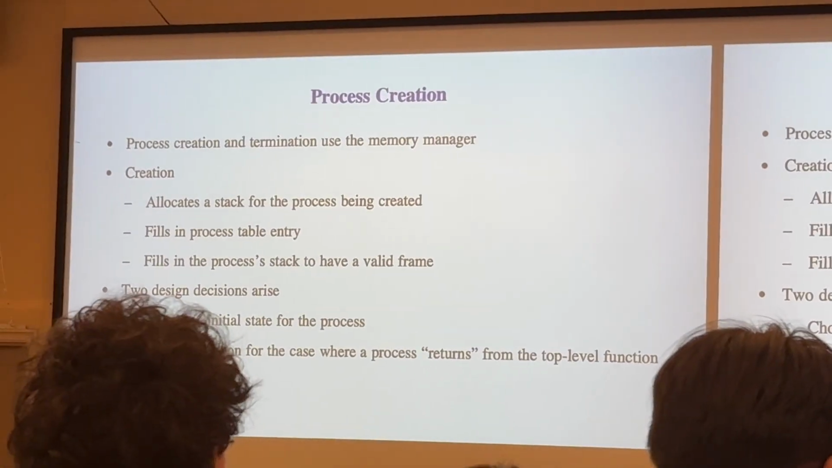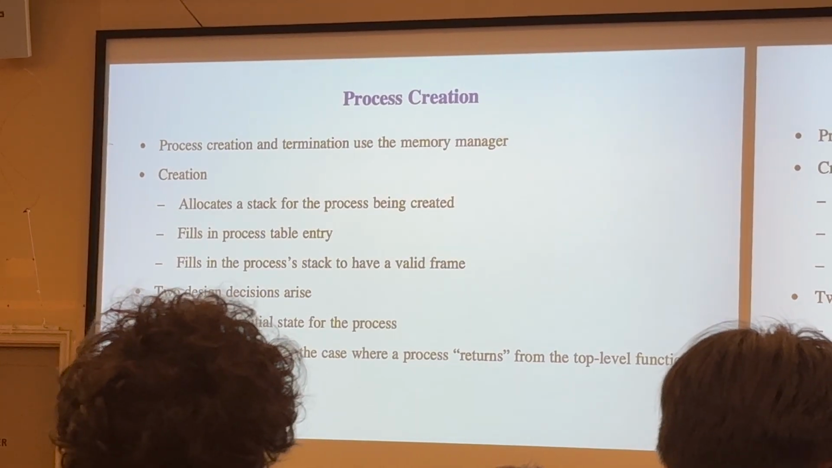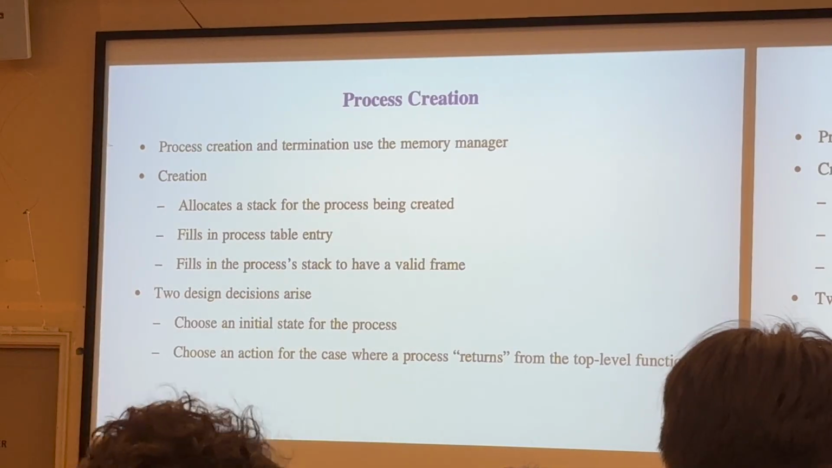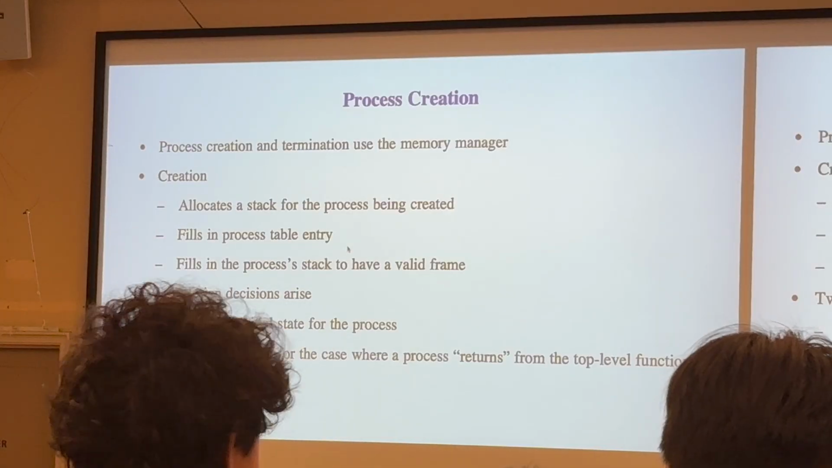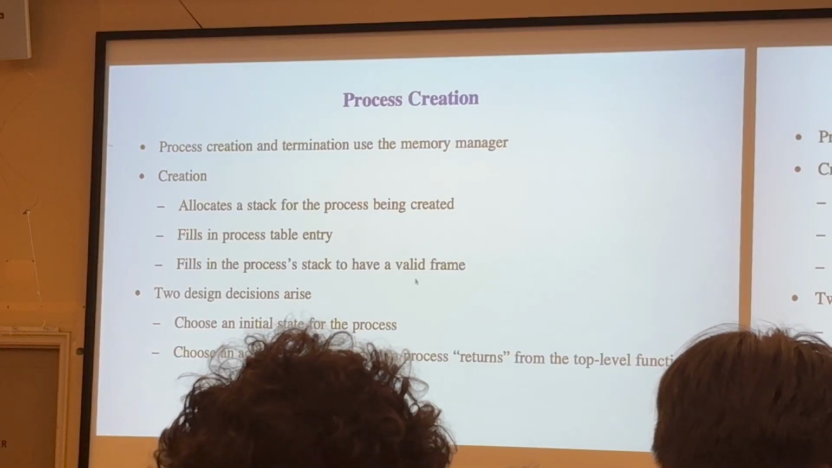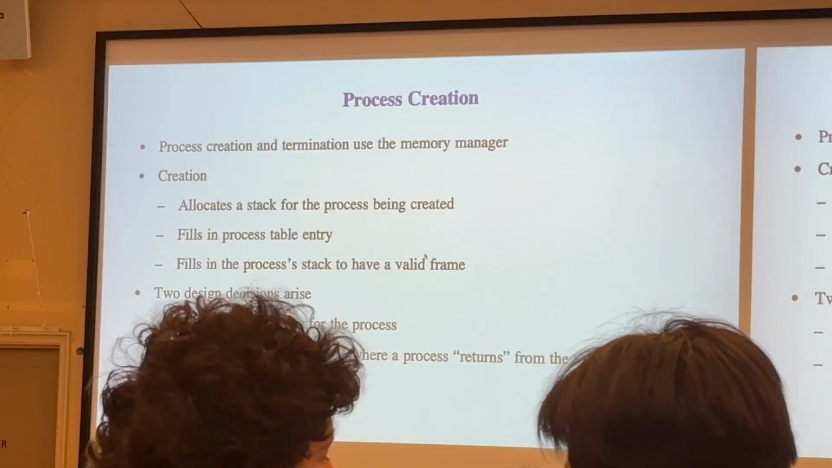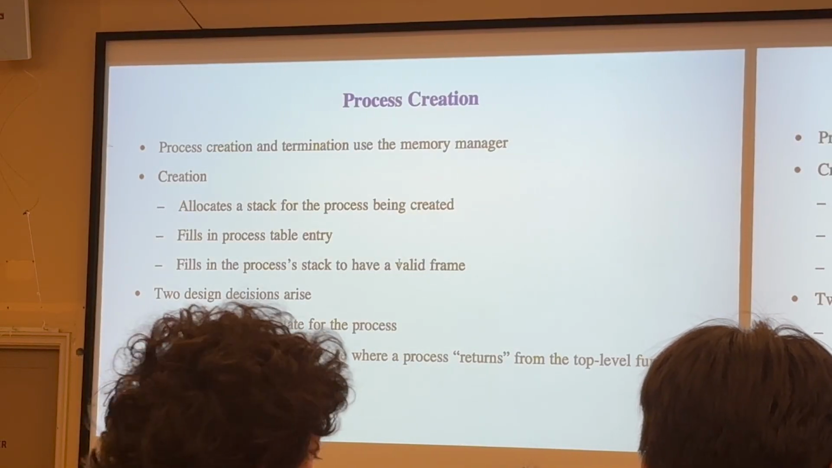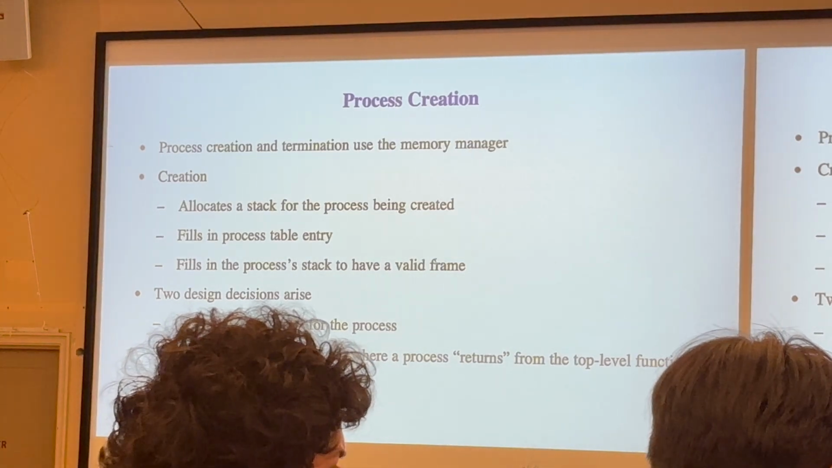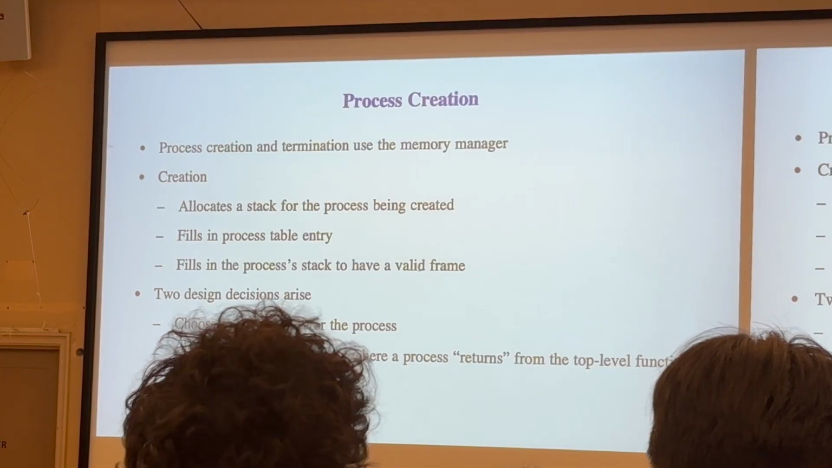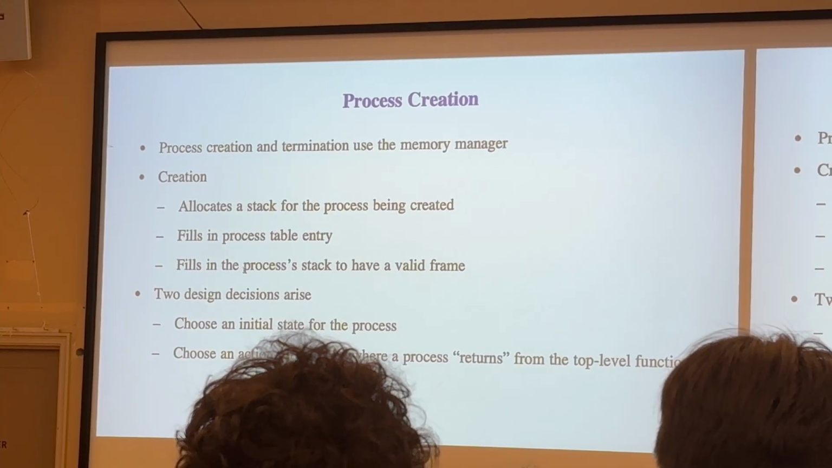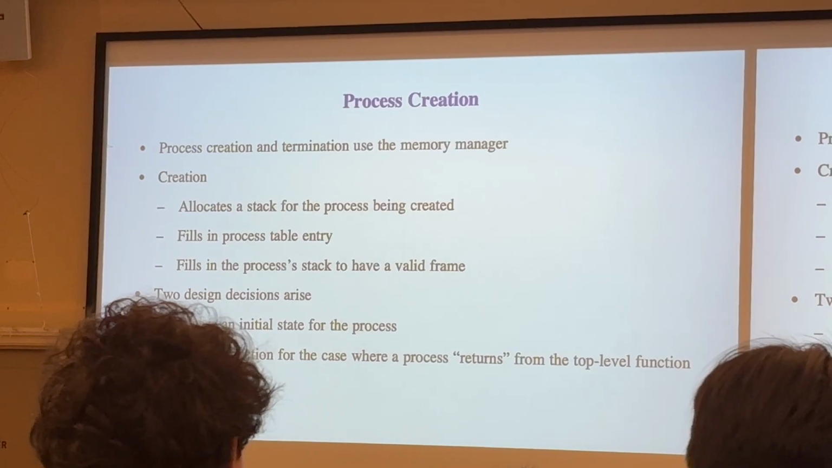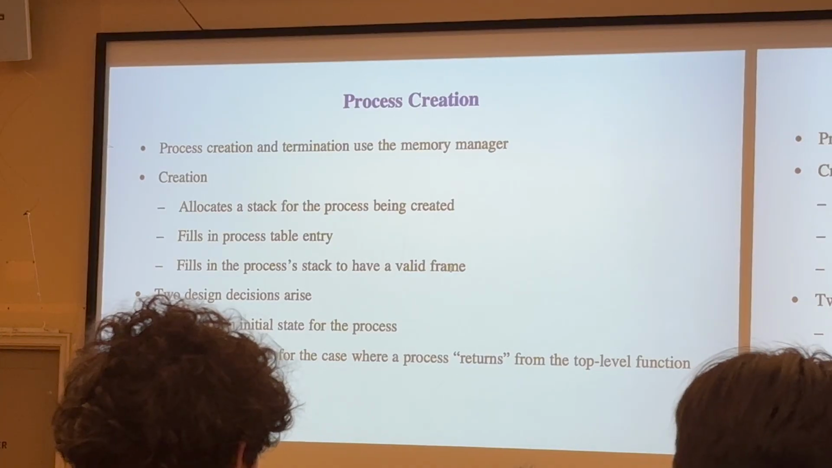These are the things performed during process creation. You allocate a stack for the process being created. Every process needs a stack. And you fill in the process table entry. The process table entry is a data structure for a process. It remembers the information about the process, so you need to initialize it. And then you fill in the process stack to have a valid frame. This is where we fake it. A valid frame means that we are faking that this new process has been switched out before. And this is where the subtlety happens. We need to make sure that the stack frame of the newly created process looks like it has been switched out before. Allocation, initialization, fake the stack. These are three things.